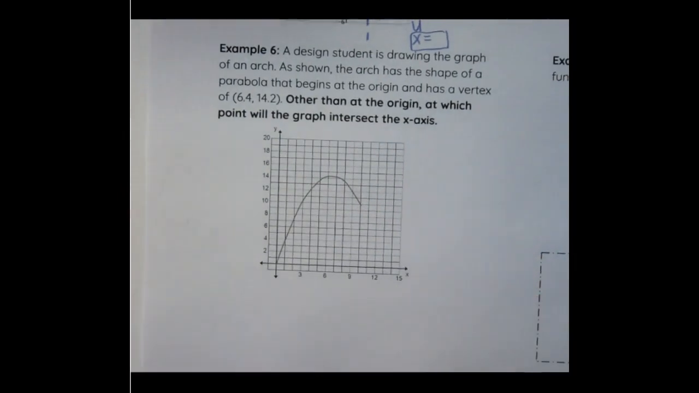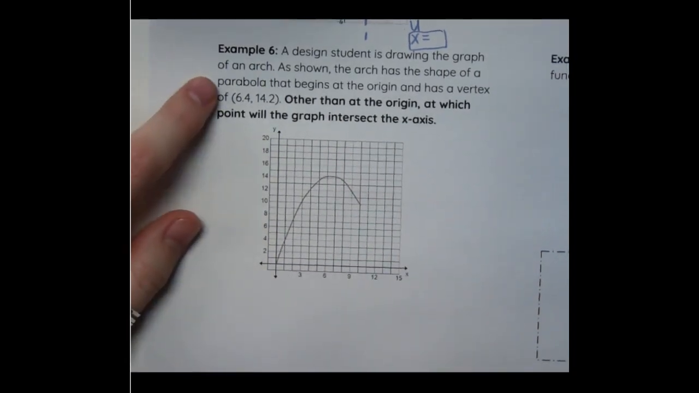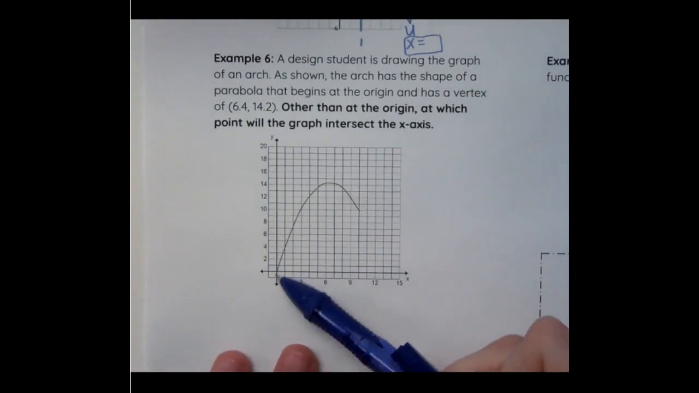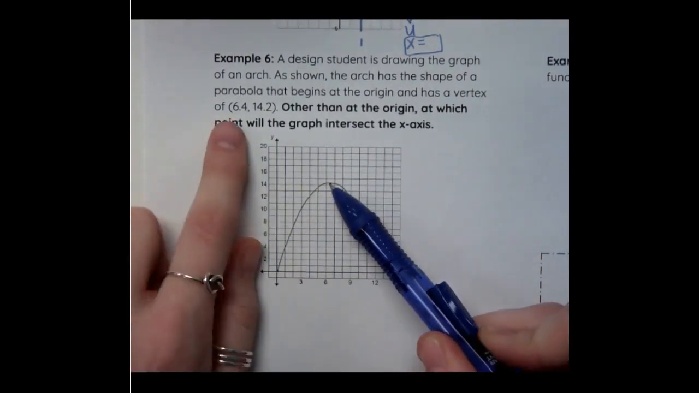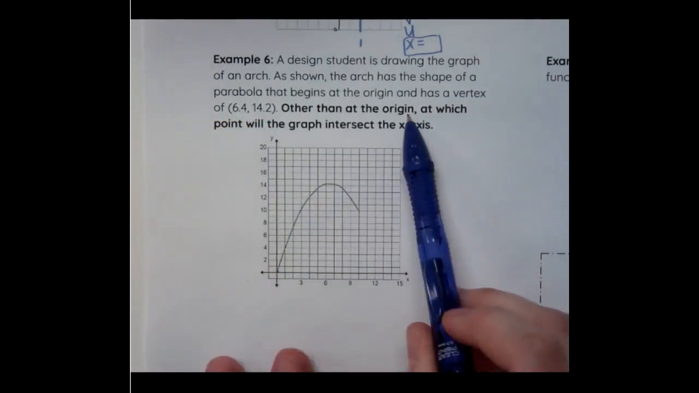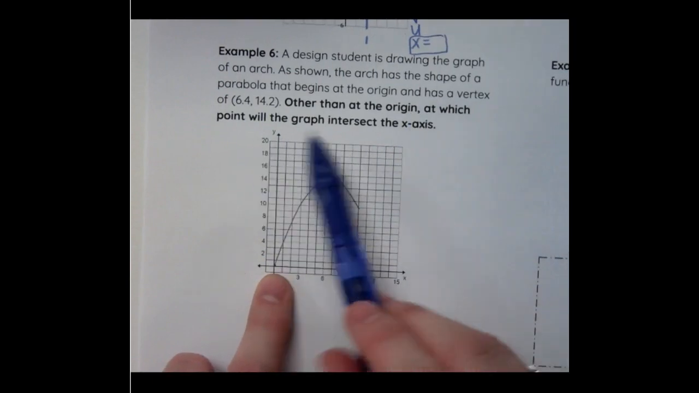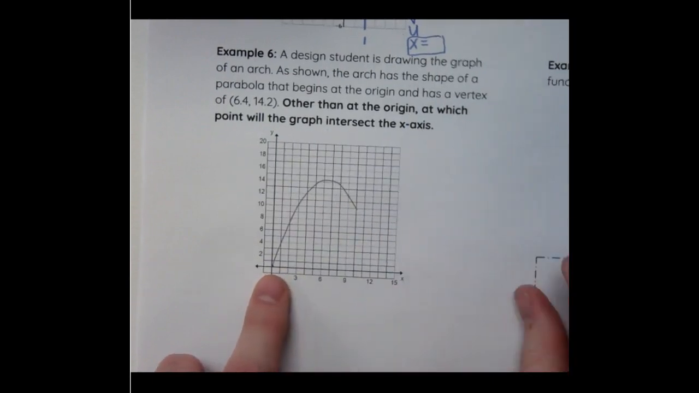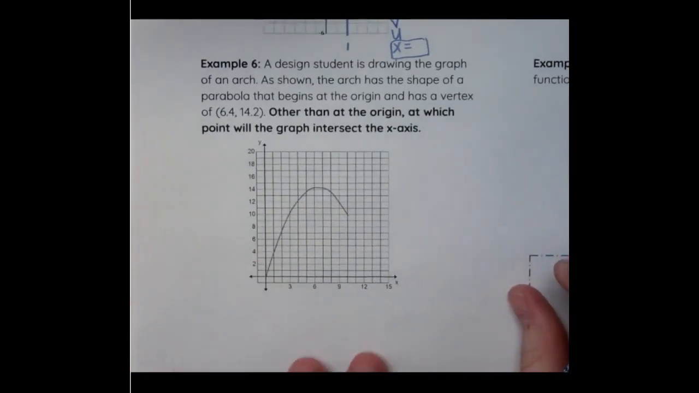This one says, a design student is drawing the graph of an arch. As shown, the arch has the shape of a parabola. Remember, that's just a fancy word to say what the shape looks like. That begins at the origin and has a vertex of (6.4, 14.2). Other than at the origin, so right here, at which point will the graph intersect the x-axis?